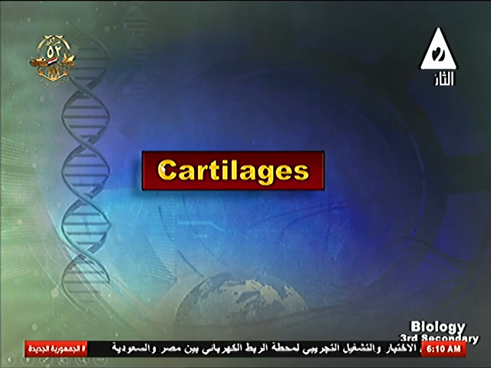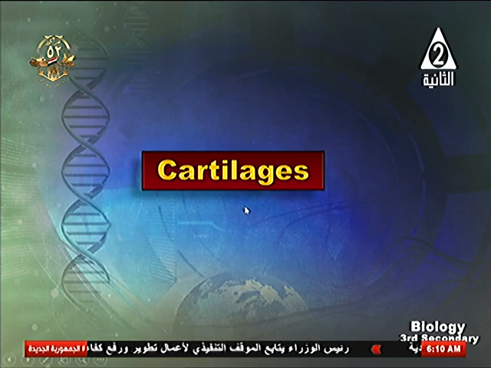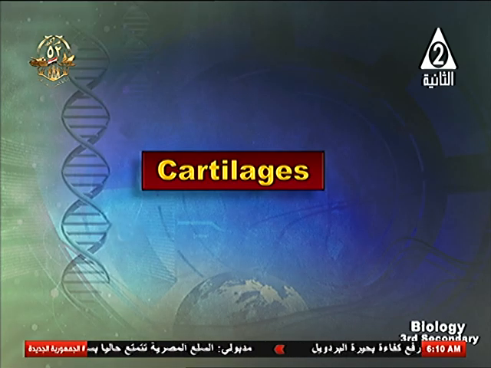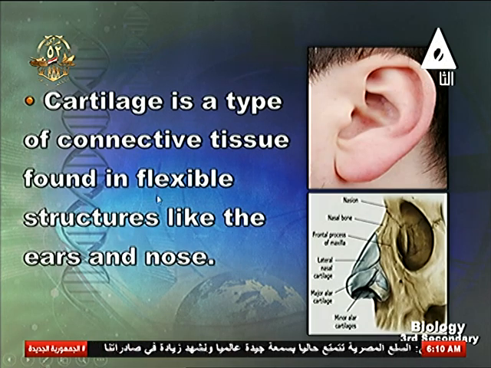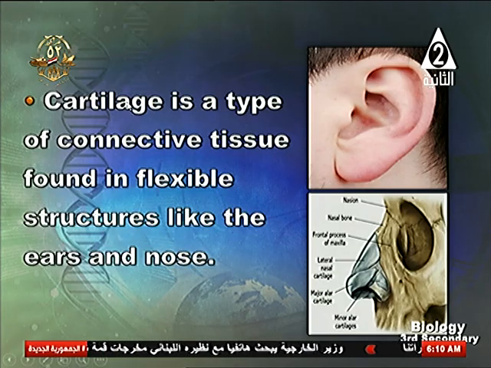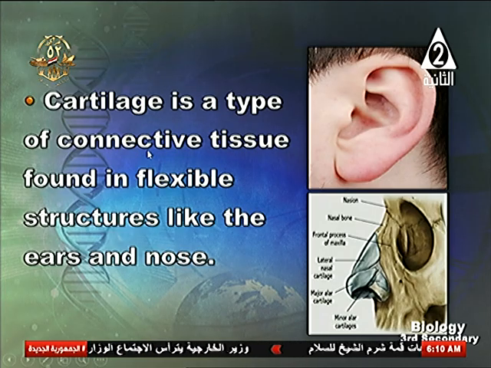The first one, we will speak about cartilage. Cartilage is present between two bones to prevent their friction, or prevent their collisions, or prevent their damage during friction. Cartilage is a type of connective tissue found in flexible structures like the ears and nose. It is flexible connective tissue and has less calcium. Bone is a connective tissue but has more calcium.